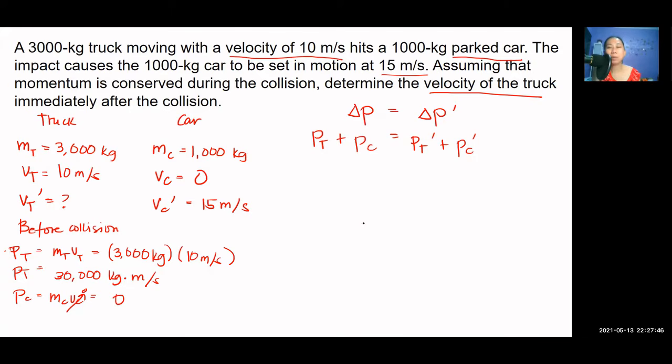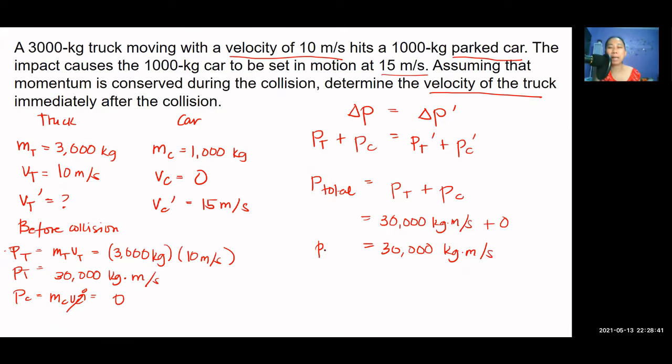So, next, i-compute na natin yung total momentum before collision. Okay, so the total momentum before collision is just equal to the momentum of the truck plus the momentum of the car. So, i-substitute lang natin to. So, meron tayong 30,000 kilograms meter per second plus 0. So, this one is just equal to 30,000 kilogram meter per second. So, ito po yung momentum natin or the total momentum before collision. Okay, so next, isosolve naman natin yung momentum after the collision.